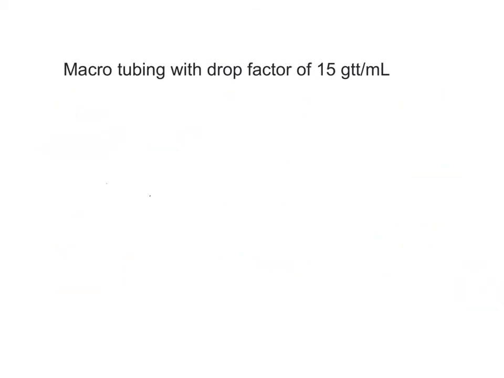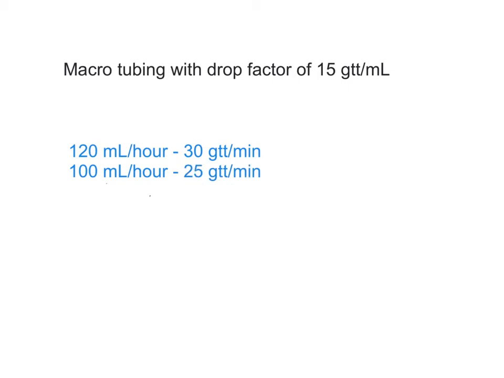And let's just recap what we ended up with. When we had an order for 120, we had 30 drops per minute. When we had an order for 100 mLs per hour, we ended up with 25 drops per minute. And when we had 60 mLs per hour, we had 15 drops per minute.